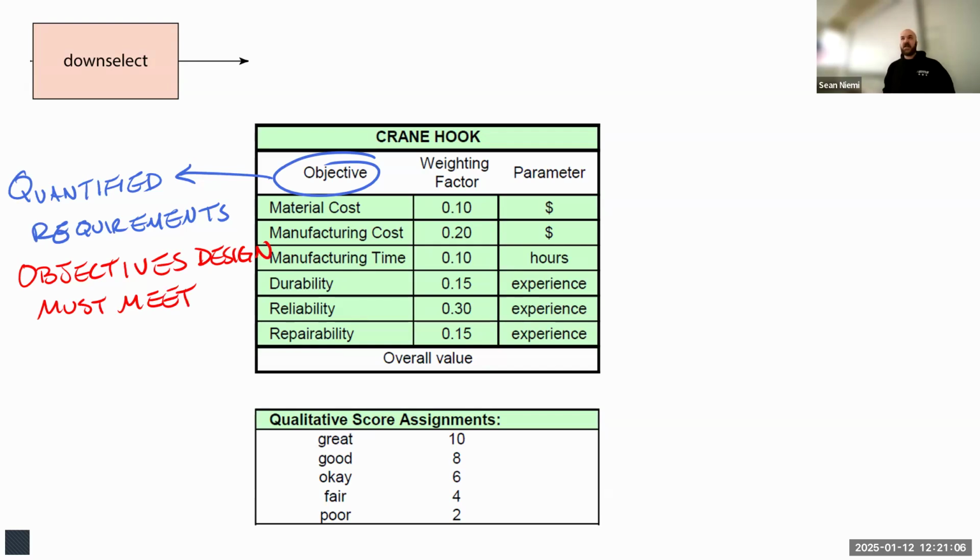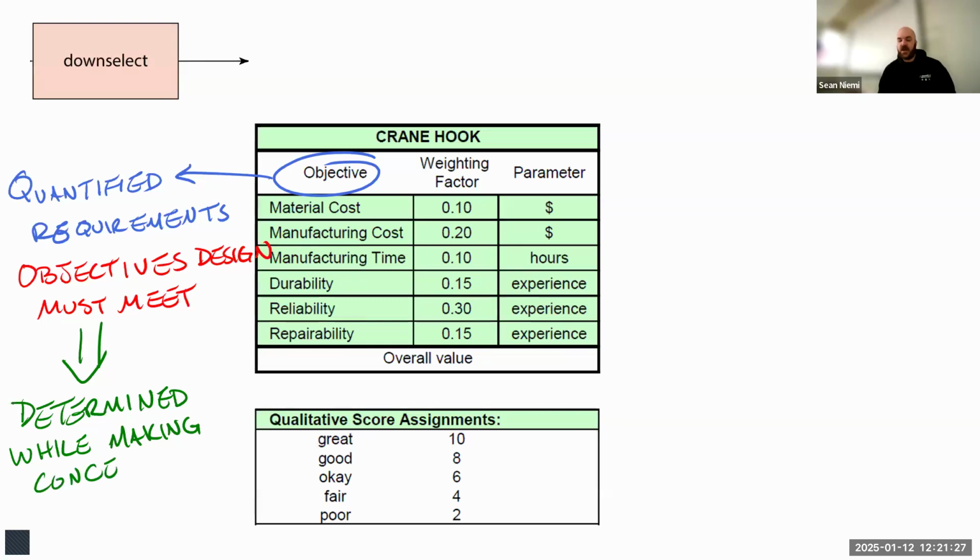Typically, these objectives need to be determined while you're generating concepts. So pretty much as soon as you are in your groups, you want to be meeting and discussing, hey, how are we going to evaluate all of our designs? Because we want everybody to be on the same page.